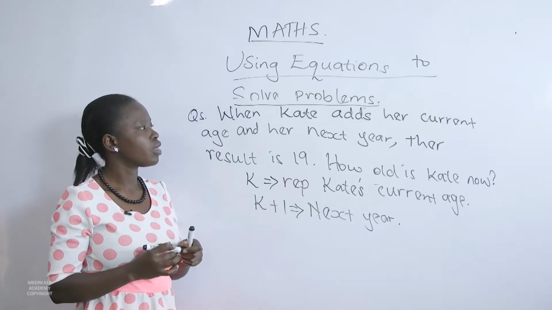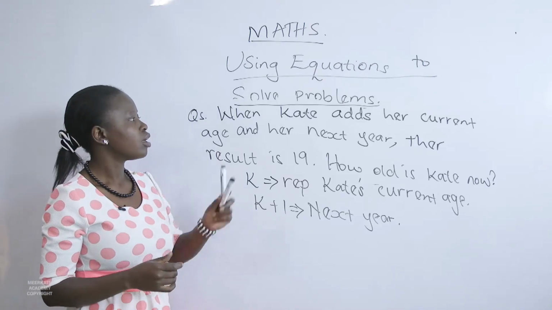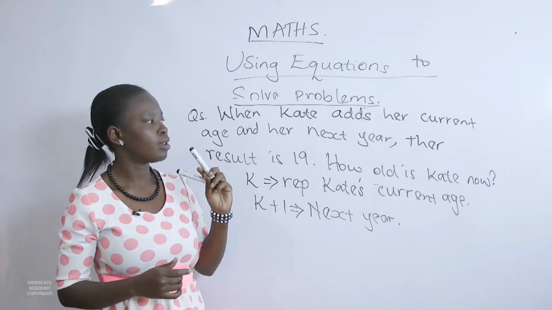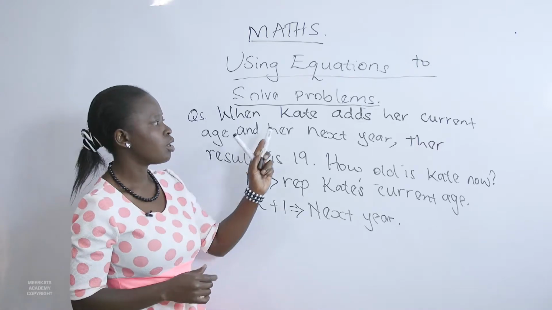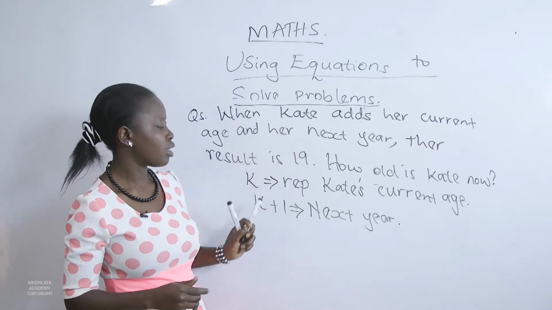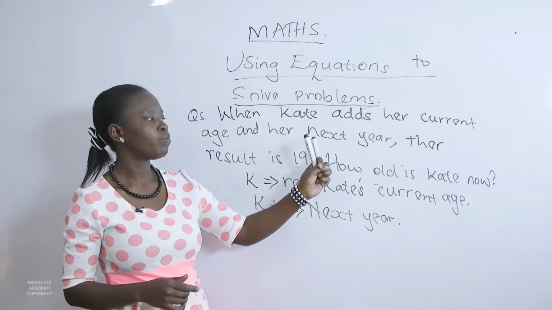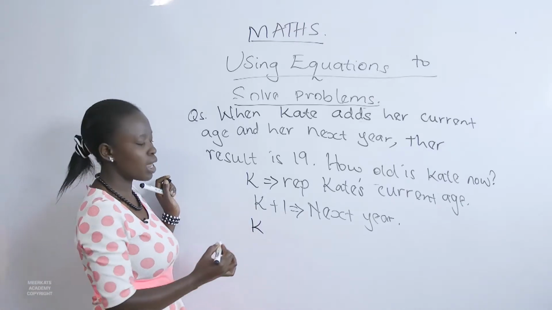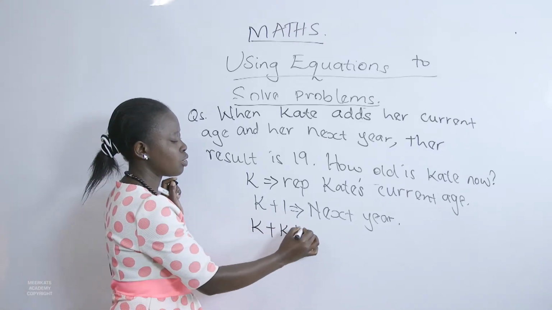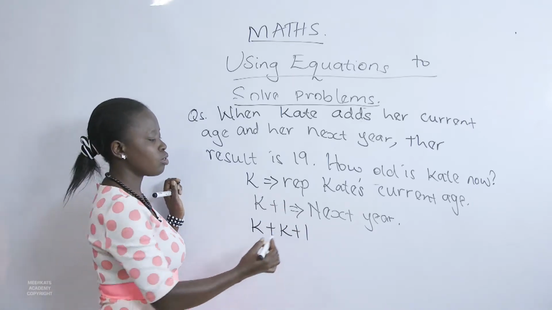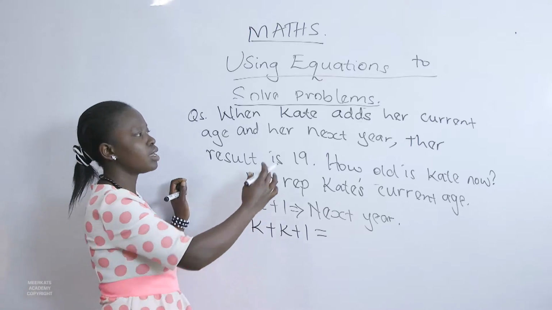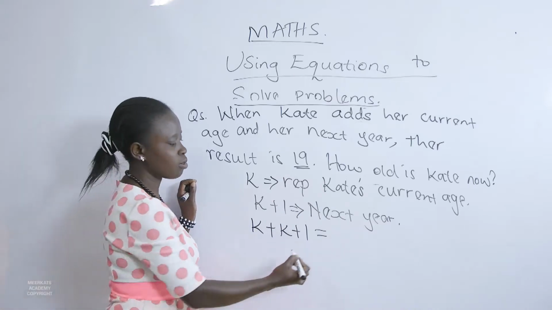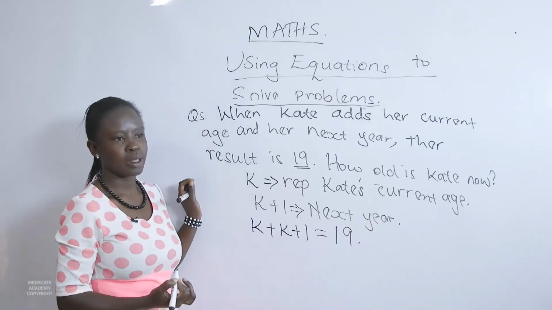Then the problem we have is that we are being told that Kate is adding her current age and her next year's age. So we have the current age and next year's age being added. So we add the current age plus the next year's age, that is K plus 1, so that the result after adding is 19. So this is equal to 19.